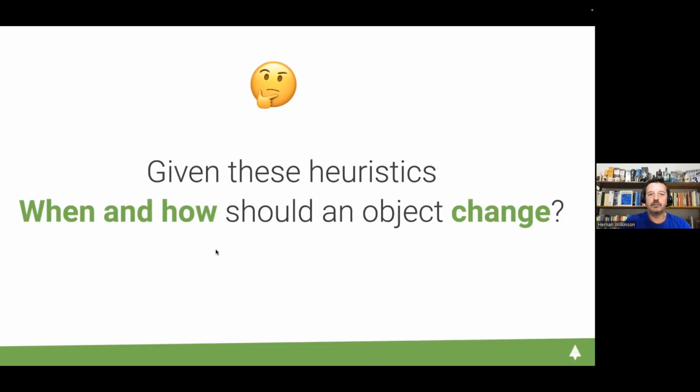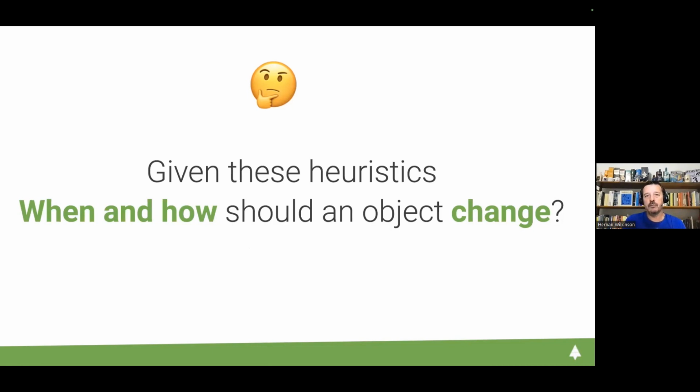So given these heuristics, it is also a good question to ask ourselves: when and how should an object change? If we have a complete object that is valid, how are we going to manage changing that object? Because if we change that object, I have to follow the heuristic that the new version of that object has to be valid. So how do I write those validations? Where do I write them?